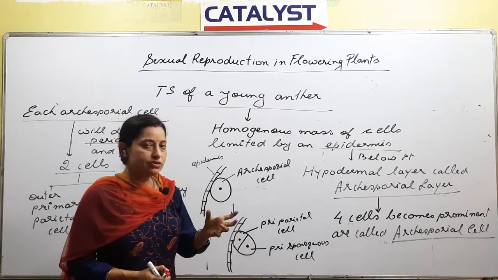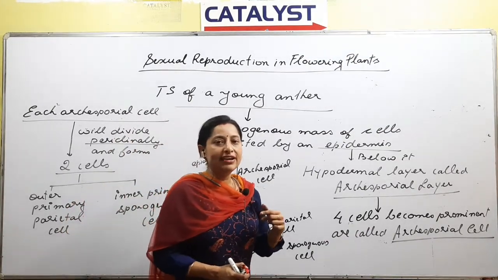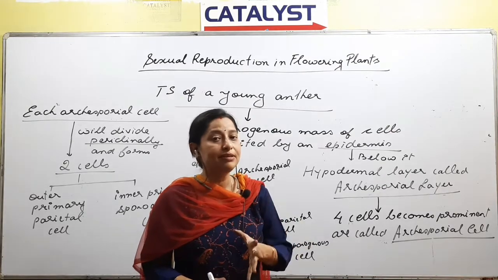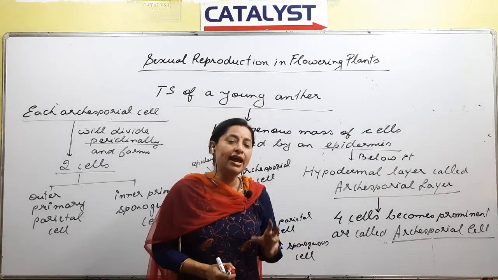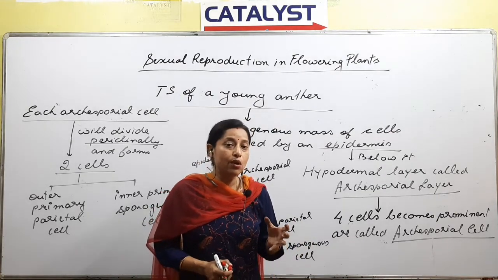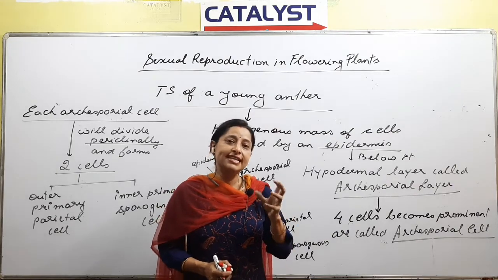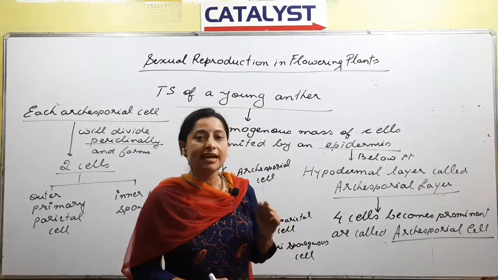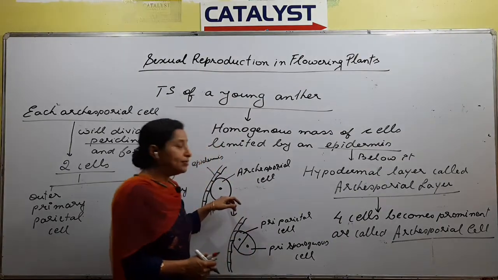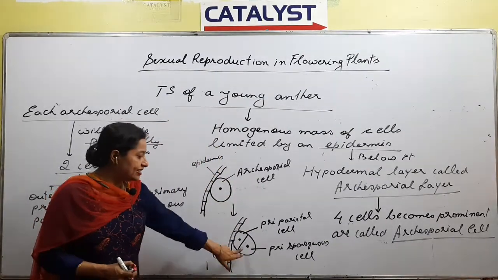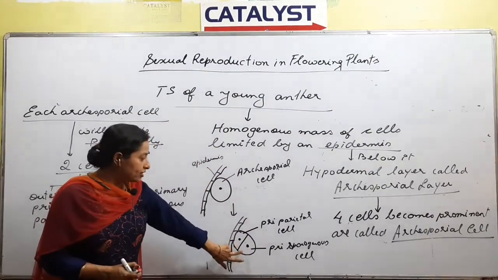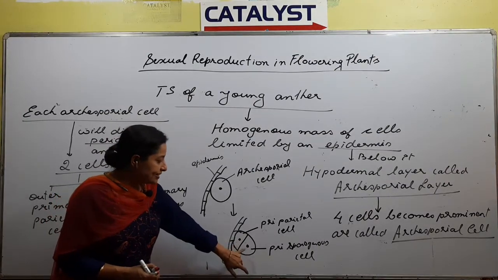That tissue is limited by one layer that is called the epidermis. Below the epidermis was the archisporial layer, and in the archisporial layer one cell developed that became prominent, and that is called the archisporial cell. What happened to the archisporial cell? It divided to form two cells. What are the two cells? Primary parietal cell and primary sporogenous cell.